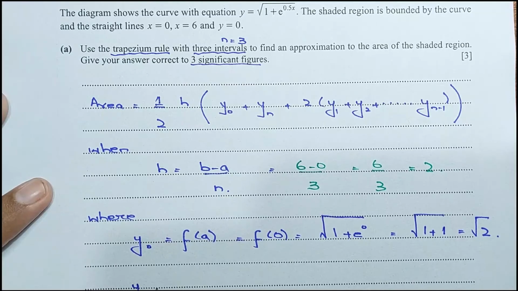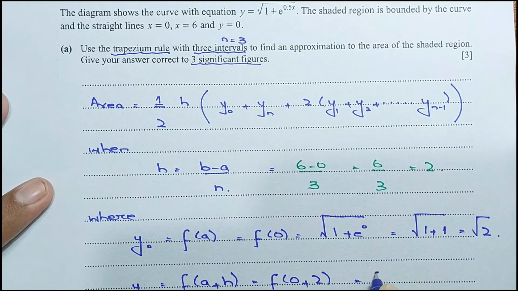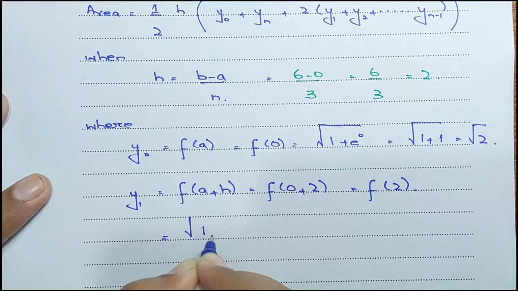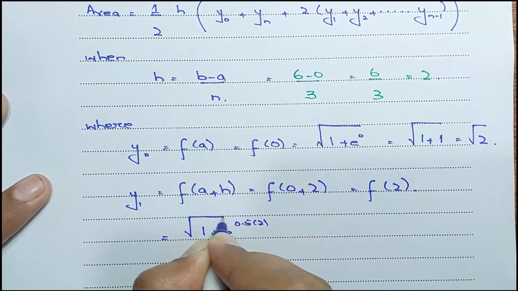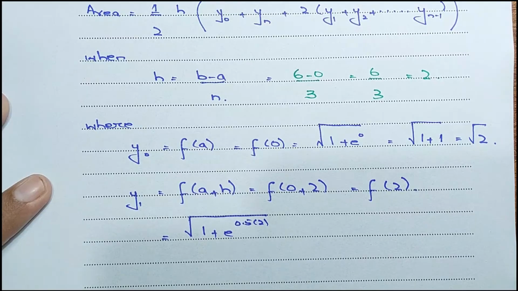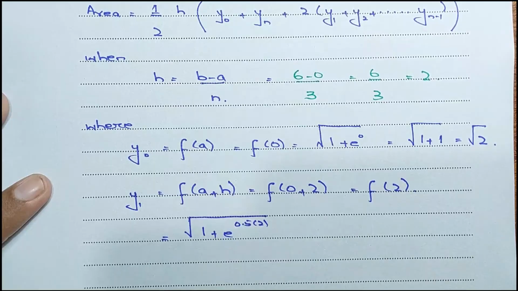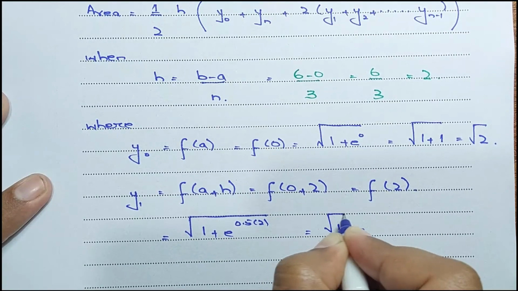And y1, what is y1? Which is f of a plus h. And f of a is 0 and h is 2. This is basically f of 2 we have to solve. So let me solve for f of 2, which is root 1 plus e to the power 0.5 into 2. 0.5 times 2 is 1. This is root 1 plus e power 1.